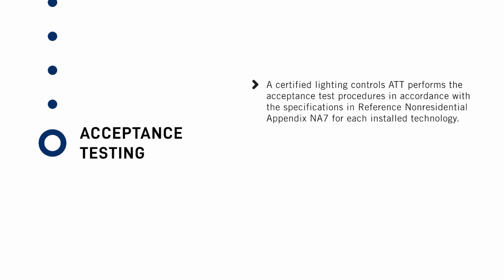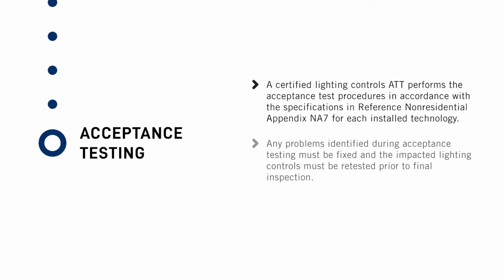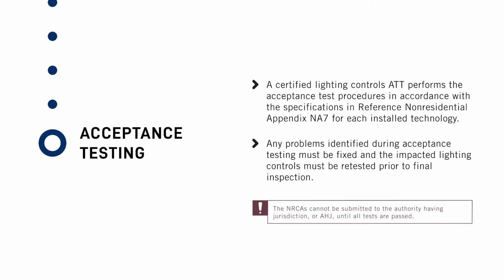Next, a Certified Lighting Controls ATT performs the acceptance test procedures in accordance with the specifications in Reference Non-Residential Appendix NA7 for each installed technology. Any problems identified during acceptance testing must be fixed, and the impacted lighting controls must be retested prior to final inspection. The NRCAs cannot be submitted to the authority having jurisdiction, or AHJ, until all tests are passed.